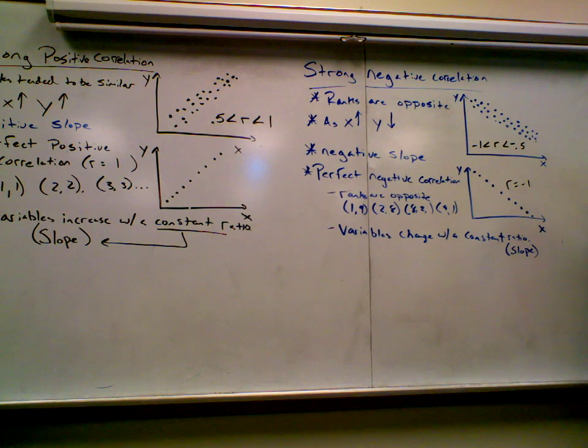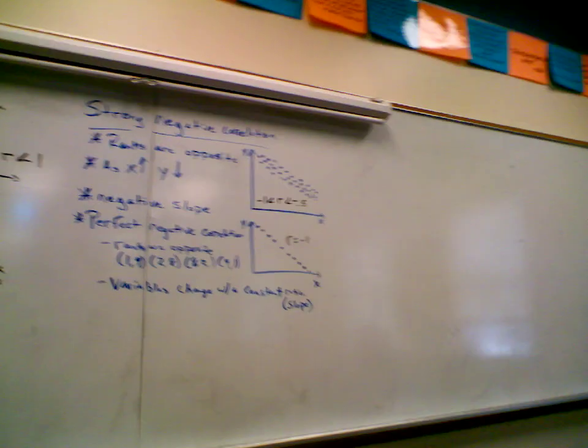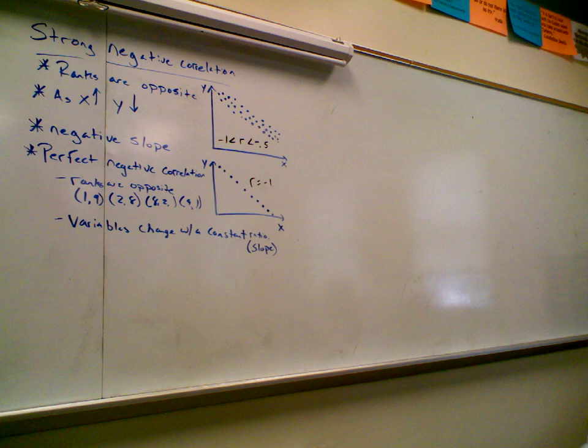So for this one, the r value might be between -1 and -0.5. Any questions about strong negative correlation? Do we have a test on this? We will have a test on this.